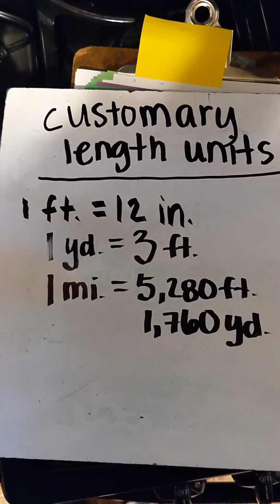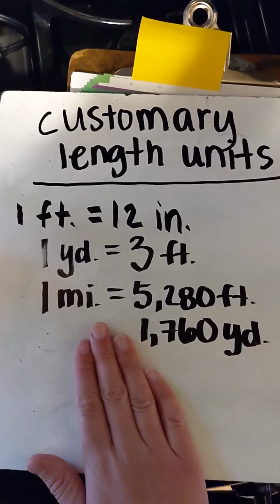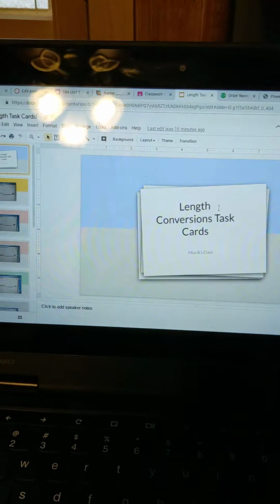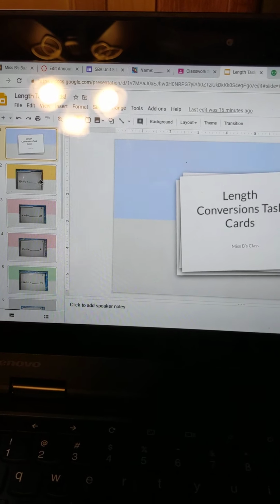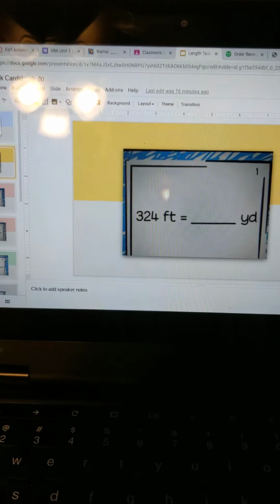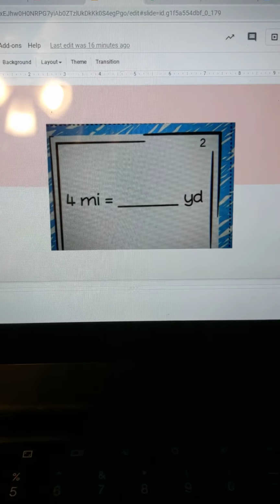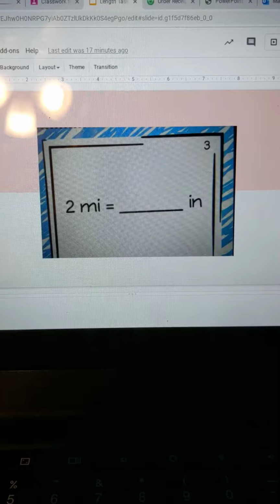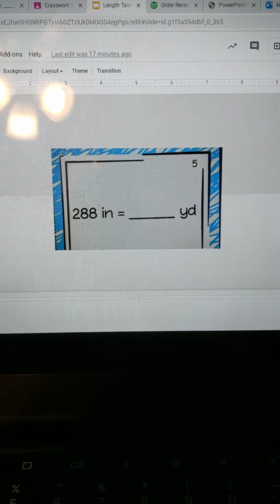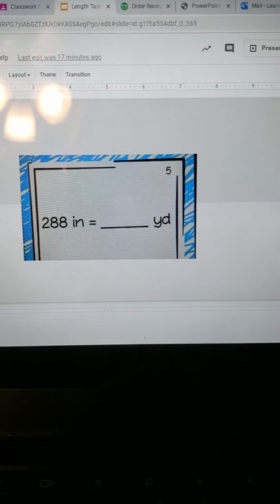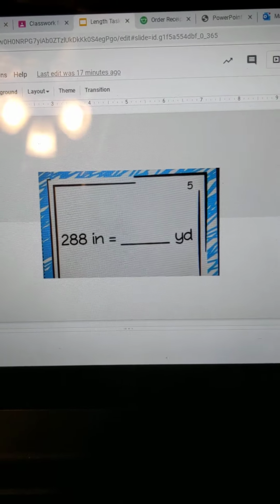So let's talk about what this will look like on your task cards. So you have, here they are. Mine look a little different because I created it, but you'll see the same idea. Each question will be on its own slide all the way through 10, okay? Now let's talk about how we would solve these questions.